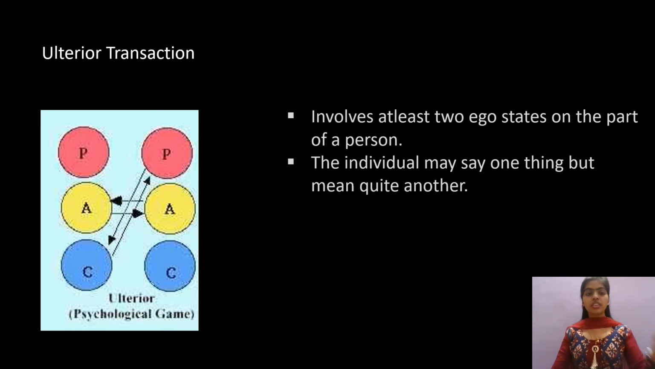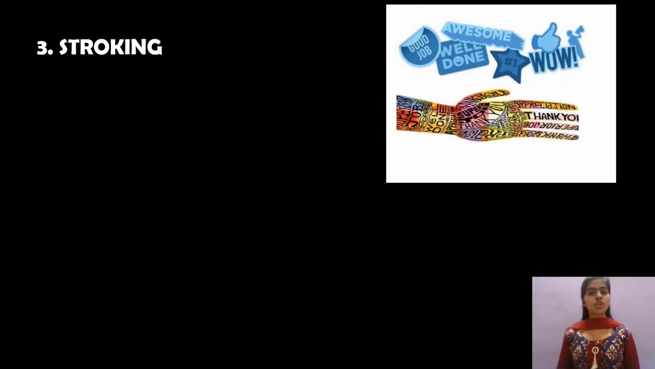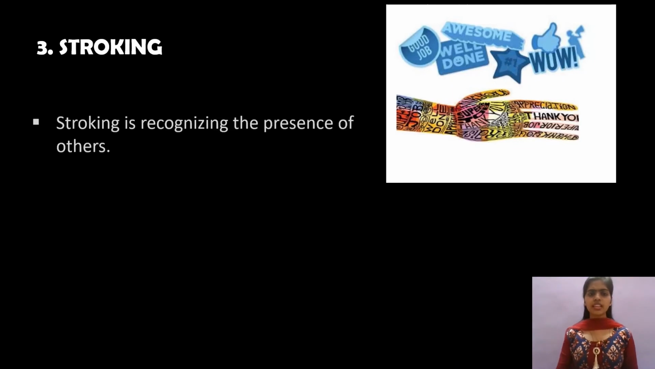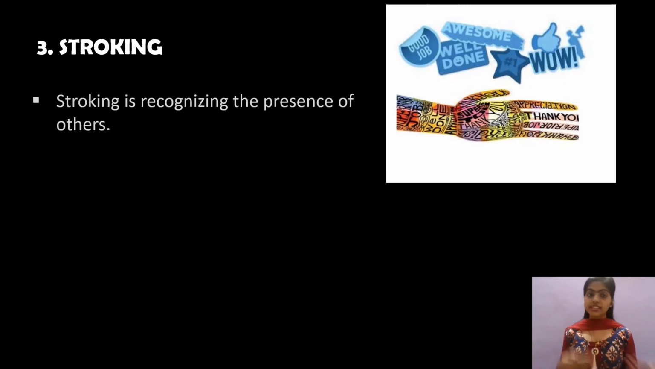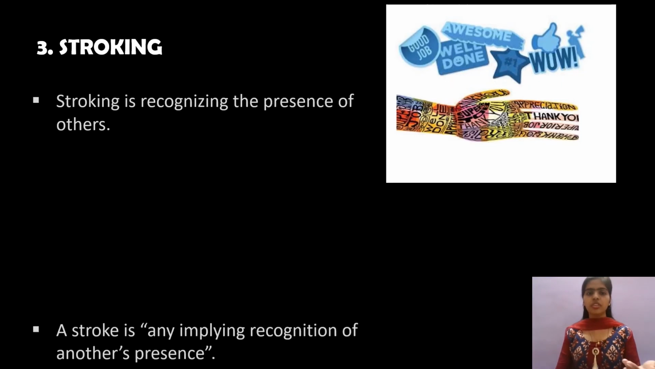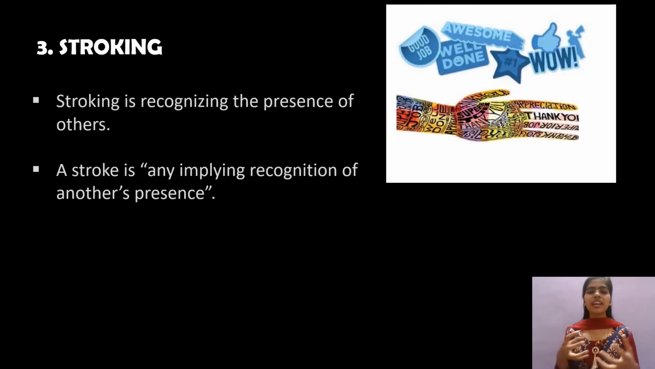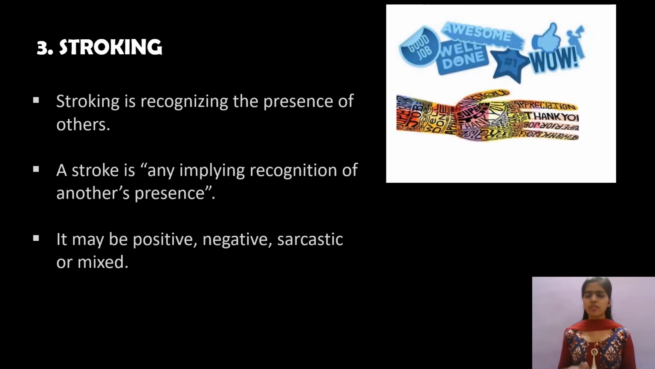We'll move on to the third type of transaction analysis that could be done, which is stroking. Stroking is nothing but recognizing the presence of others. It is just acknowledging what a person has done, implying recognition of another's presence, just acknowledging that the person is there, or they have done something good or bad or whatever it might be. A stroke could be negative or positive or sarcastic, or it could even be a mixed stroke.